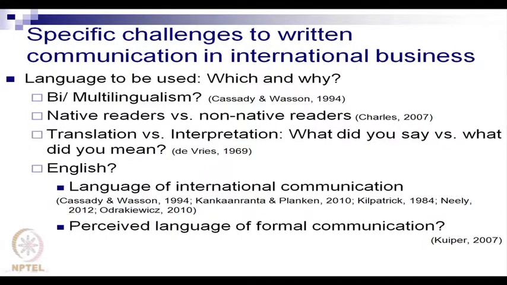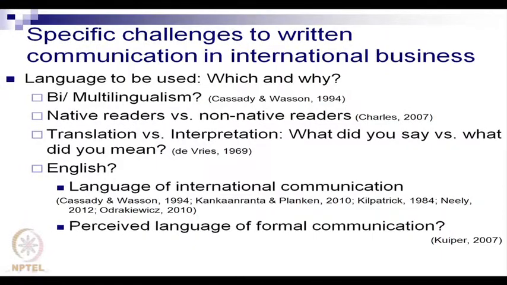It's okay if you're working in a multinational corporation where everybody speaks English, then English, definitely. But then, you have to be bilingual if English is not your mother tongue. So, bilingualism or multilingualism becomes a problem. And again, unless you have been immersed in a language since your childhood, you cannot be truly bi or multilingual. You're sort of partially bilingual or multilingual. Native readers versus non-native readers. Again, how you correspond with native readers will be different from how you correspond with non-native readers.